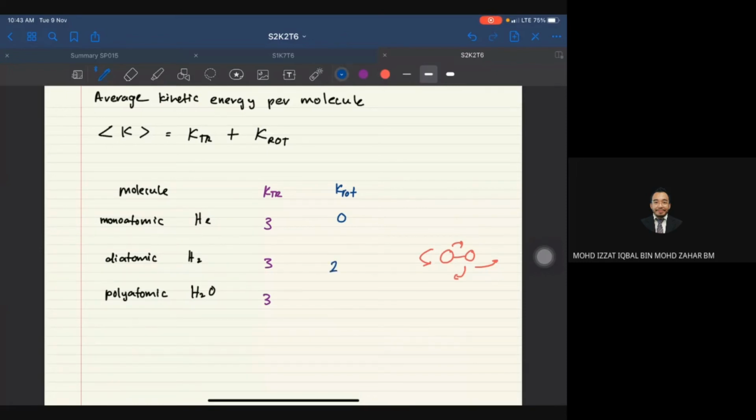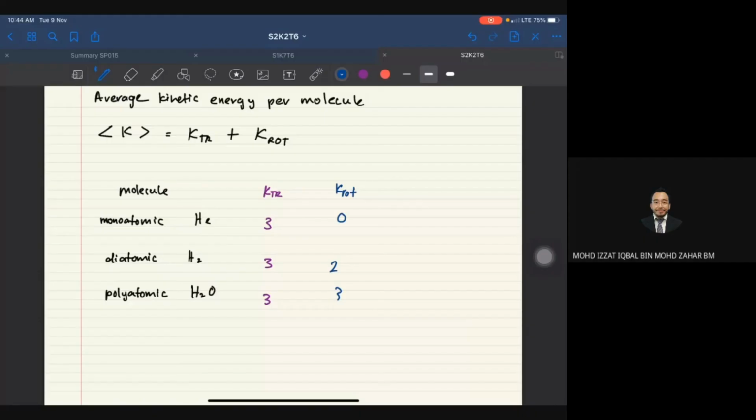Okay. And then the last one, polyatomic, actually dia rotate. Katakan ada poly dia ada 3 kan. So it can actually rotate like this. Okay, it can rotate like that. And then it also can rotate like that. Again, nak tunjuk dalam gambar memang tak nampak lah. But worst come to worst, you can memorize this thing. Dia tak susah pun hafal. So this one will be 3 rotation.